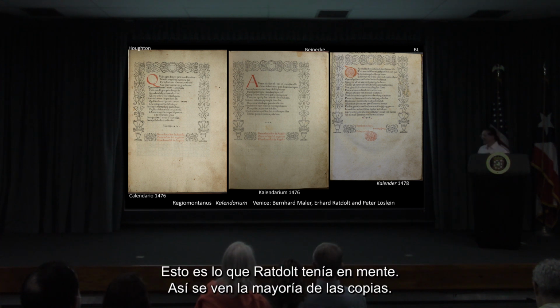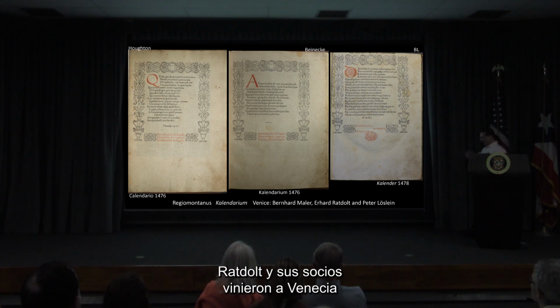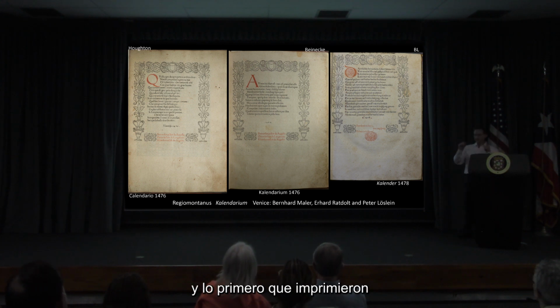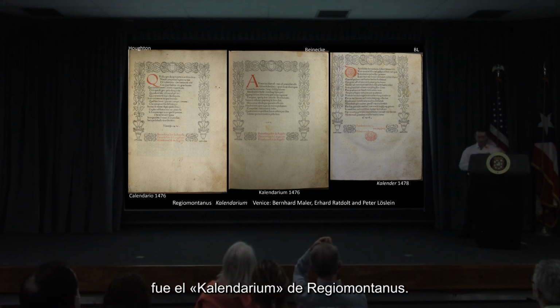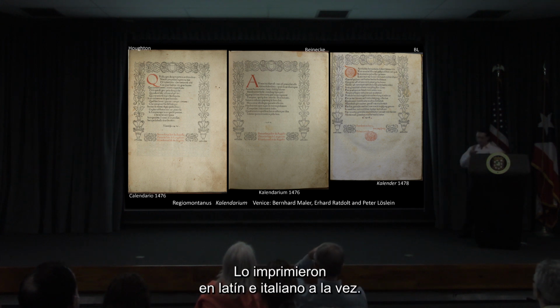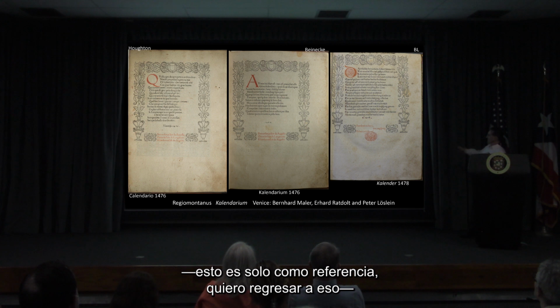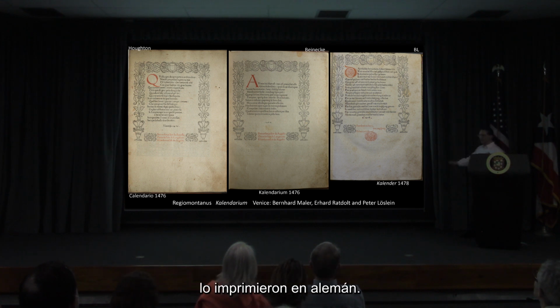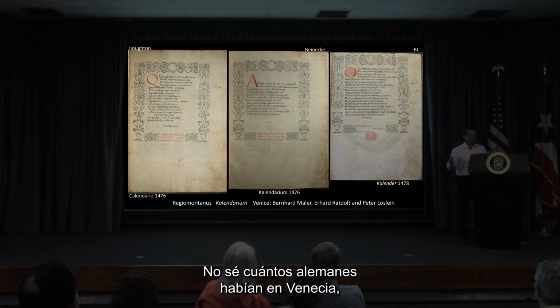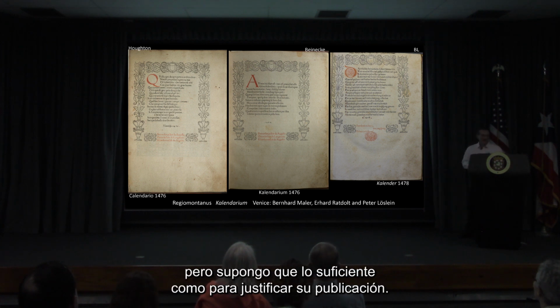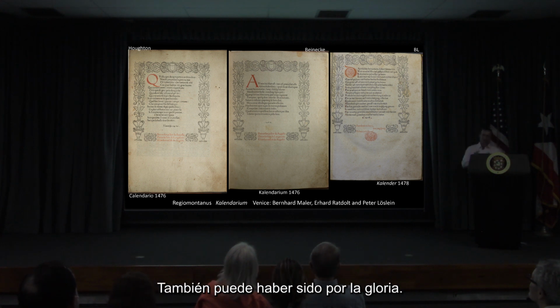But for our eyes, we want to look at clean copies. This is what Ratdolt had in mind. This is what most copies look like. So Ratdolt and his partners came to Venice. The first thing they printed is the Calendarium, Regiomontanus's Calendarium. They printed it in Latin and Italian at the same time. Two years later, this is just for reference, I'm going to come back to this, they printed it in German. I don't know how many Germans there were in Venice, but I guess enough to justify publishing it. But it might also have been just published for the glory.